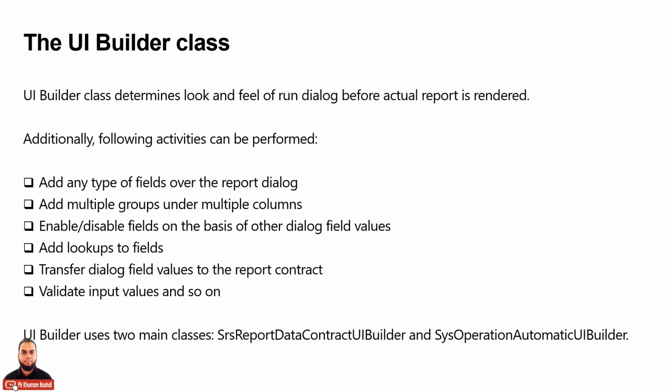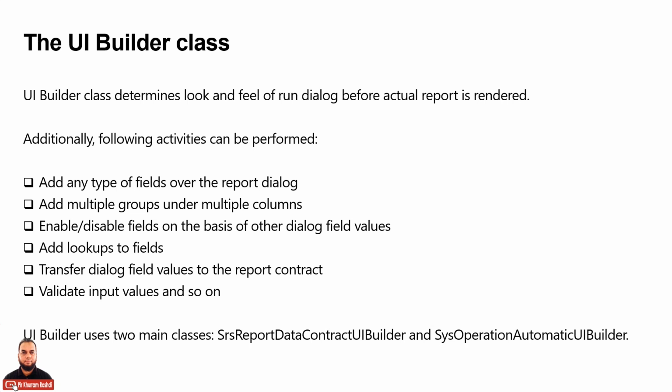In our demonstration we have covered the filtering criteria, but in the same way you can also enable or disable fields. For example, if in a certain lookup you are selecting a certain value, for example summary or detail, then on the basis of that, if you want to introduce another dialog field or a checkbox, you can control that in the UI builder. That is not simply achievable in the contract.